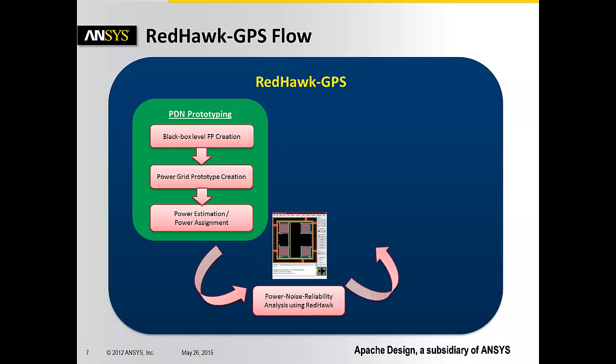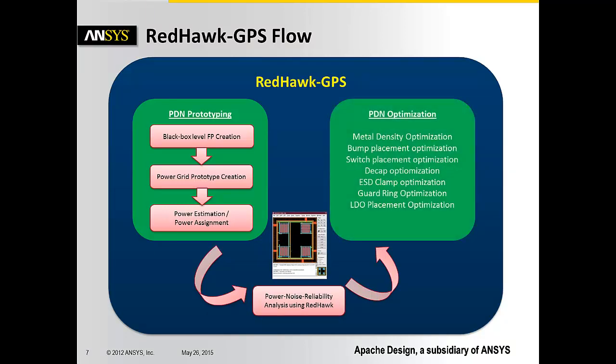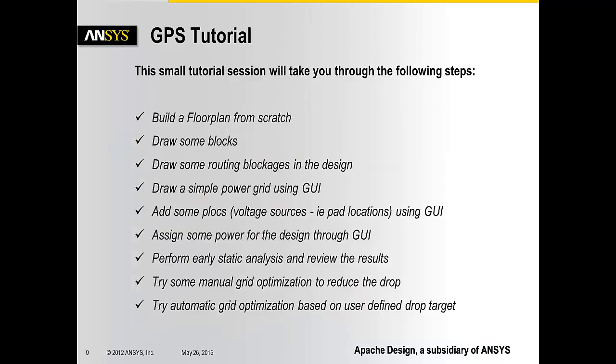And once RedHawk results are available, you can do all kinds of PDN optimization like metal density optimization, bump placement optimization, etc. inside GPS. So this is a cyclic process which can be used to improve your PDN network. We will have a small GPS tutorial session which will take you through the steps which are listed below.